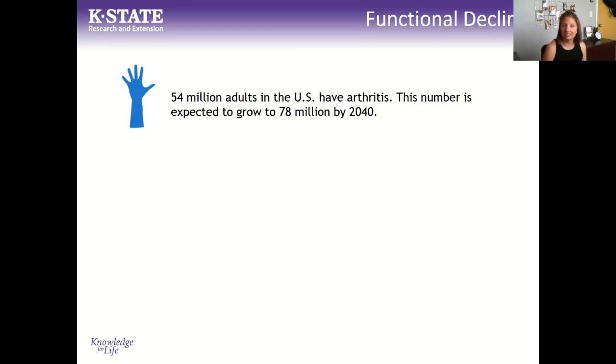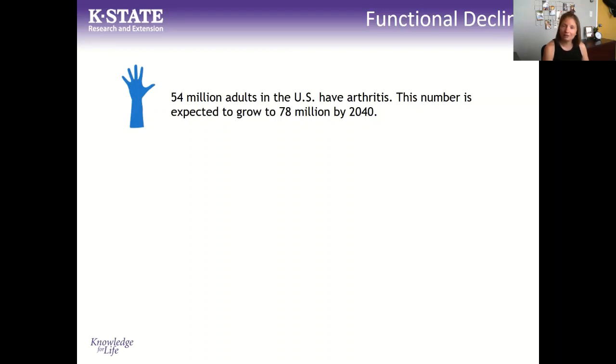Arthritis is a very prevalent condition. In fact, the statistics are there on your screen and show you that 54 million adults in the United States currently have arthritis, and this number is expected to grow to 78 million by the year 2040. Arthritis is a very debilitating condition for many people. For some, it might be a little aches and pains in the joints that comes and goes. But other people may not be able to function with their severe arthritis. It's something that significantly affects our ability to be mobile and to enjoy being mobile.